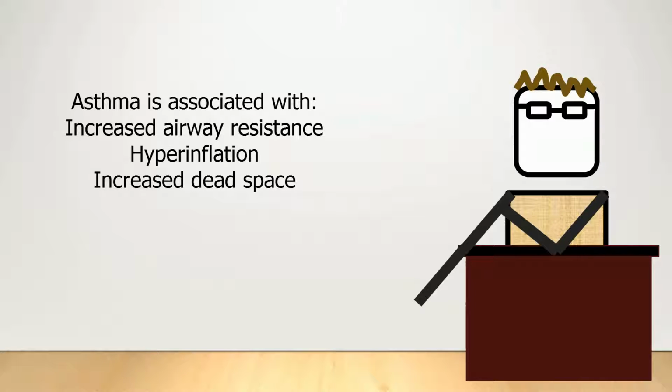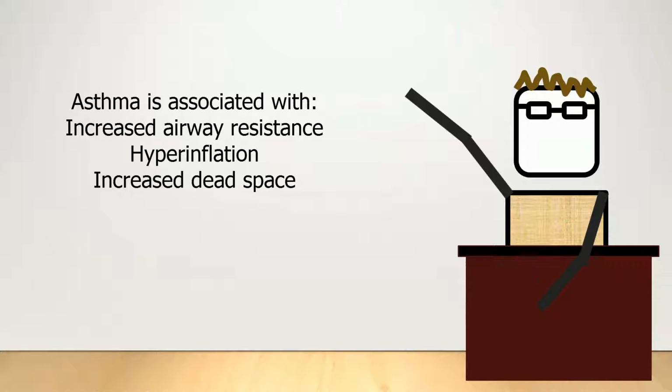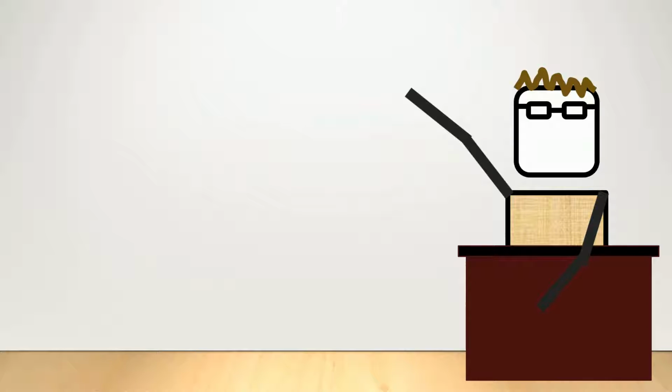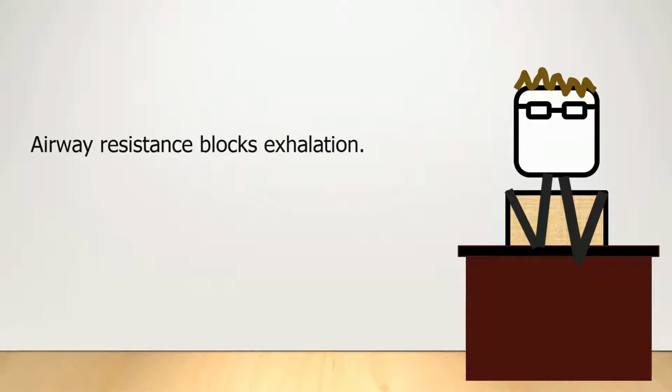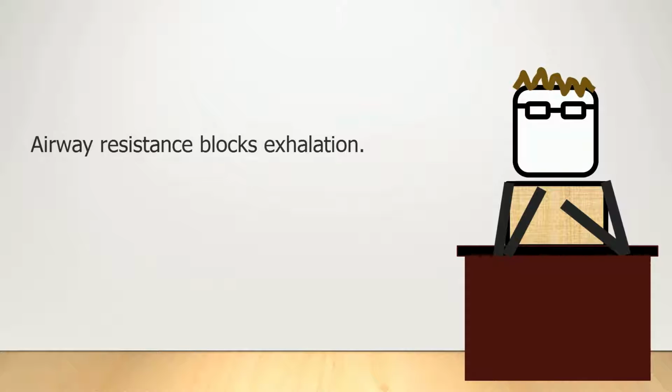Asthma is associated with increased airway resistance, hyperinflation, and increased dead space. Patients with severe asthma usually breathe at pretty close to their total lung capacity. Unfortunately, mechanical ventilation usually makes this worse. Recall that hyperinflation occurs when high airway resistance delays the passive exhalation of air, usually occurring because the flow is at a much lower rate.